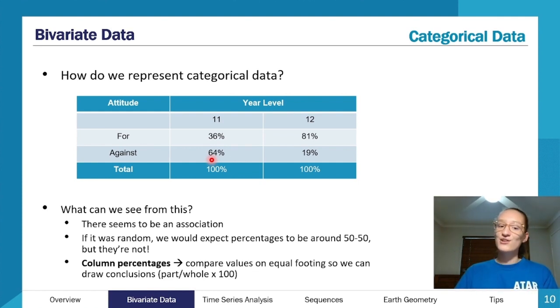Whereas, another connecting word you can use if you're asked to discuss a two-way frequency table, whereas, so I'm pointing out that there's actually a difference here. In year 12s, we actually see the opposite thing. It would be more like 81% of year 12s are for phone use. So we can already start to see a really strong pattern emerging there.